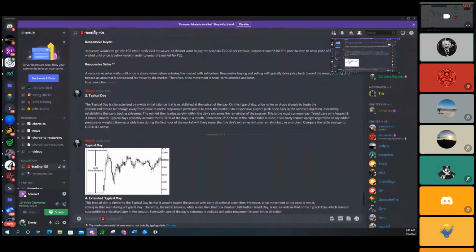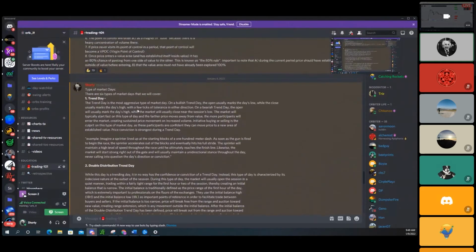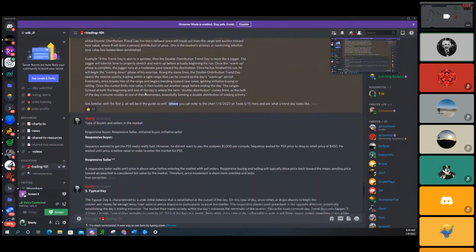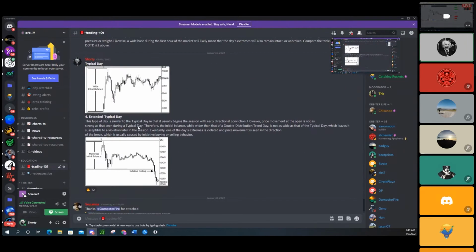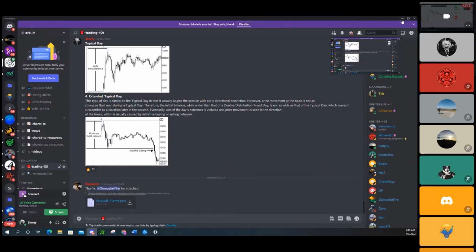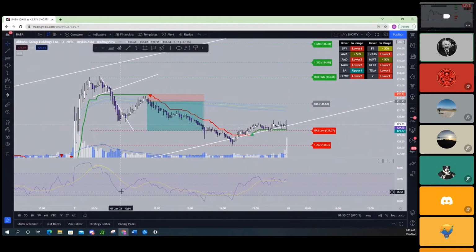On Discord here under trading 0101, I did post the trend day, what is a double distribution day, what type of buyers we have, and there's a typical day, there's also a chart of typical day, extended typical day. I do suggest that you get familiar with that, because as soon as you can recognize the pattern of the day you're having, it's much easier to trade and know how to respond, where to be.